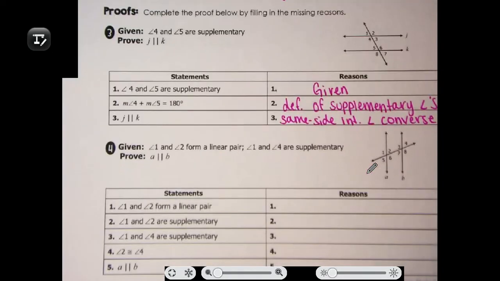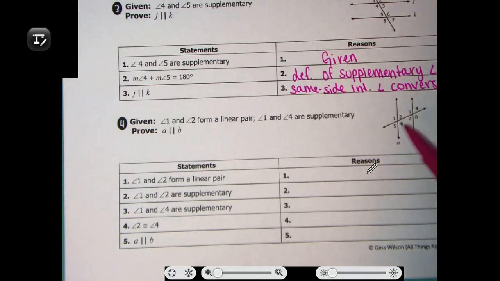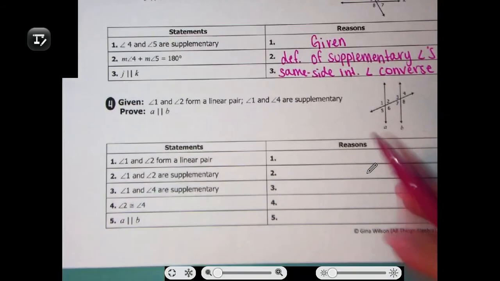This one is a little bit longer, so two extra steps. And this one says, given that angle 1 and angle 2 form a linear pair, angle 4 and angle 1 are supplementary, prove that A is parallel to B. So we have a little bit of a longer route here to get to the same idea. We're still trying to prove that A is parallel to B, but I have to do this in a few more steps than I did in the last one.